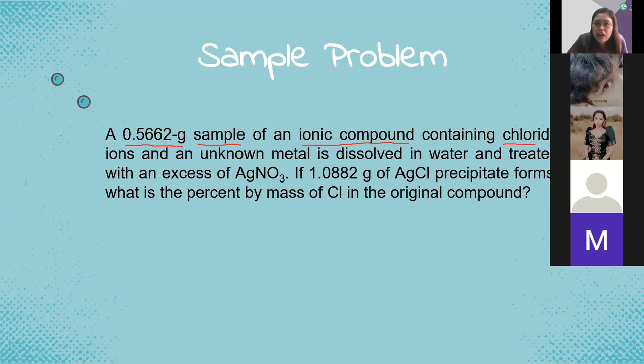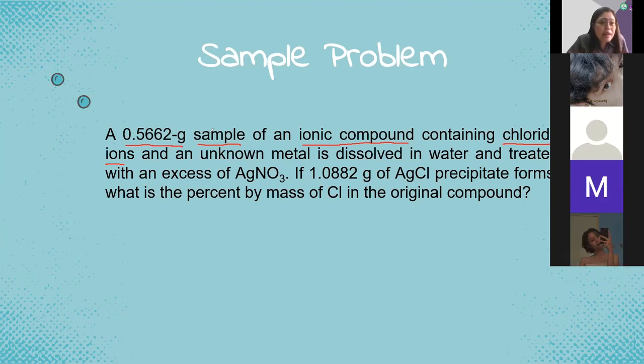All we know is meron siyang chloride ion. Again, meron tayong sample. Ang kanyang weight ay 0.5662 grams. Hindi natin alam kung anong pangalan niya. Ang alam lang natin is meron siyang chloride ion sa kanyang composition na nakakombine with an unknown metal. So hindi natin alam. And then ang ginawa, dinissolve siya sa water and treated with silver nitrate.